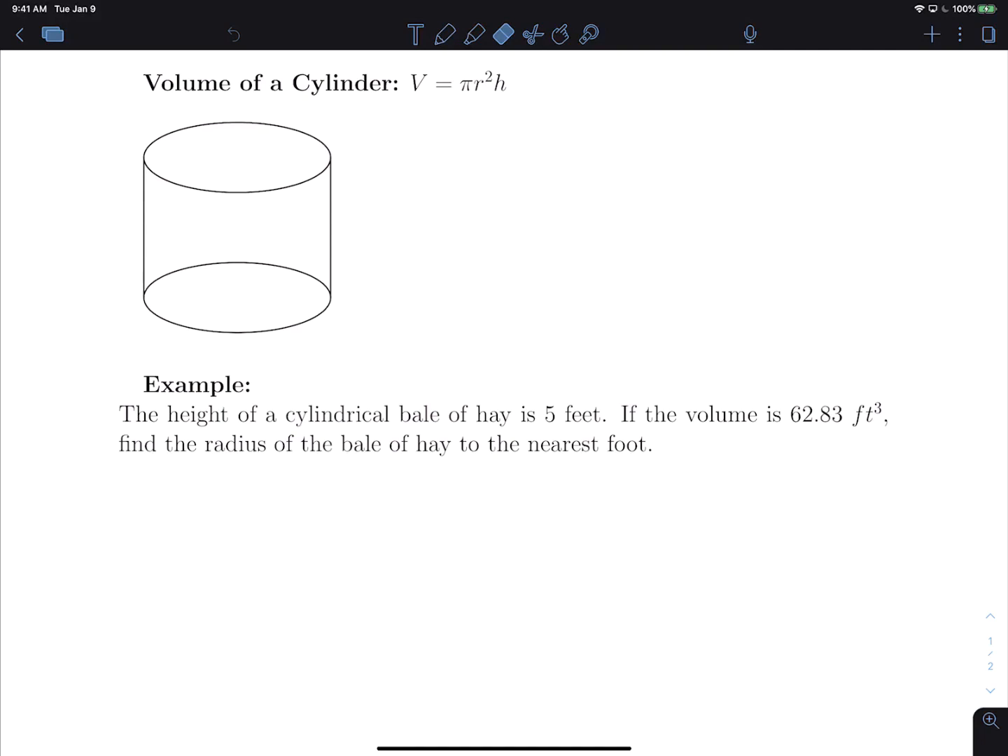Hello. In this video, we want to look at the volume of a cylinder. Now, a cylinder in this case is basically like a Coke can, if you will. The volume is pi r squared h.